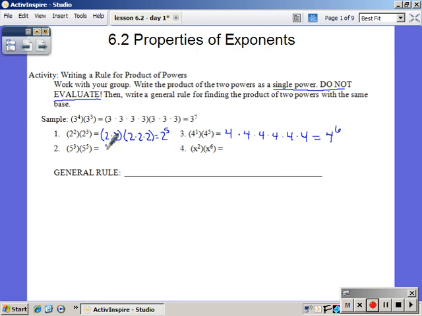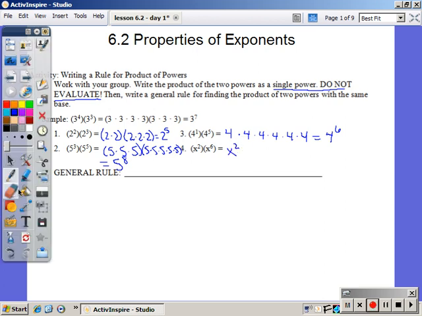5 to the 3rd means I have 3 copies of 5, and then I have 5 copies. So how many do I have total? 3 and 5. I have 8 copies of 5. And the last one, even if we tried to use our calculator, we couldn't. That x squared means I have 2 copies of x. So I would have x times x. Then 6 copies, 1, 2, 3, 4, 5, 6, a total of 8.